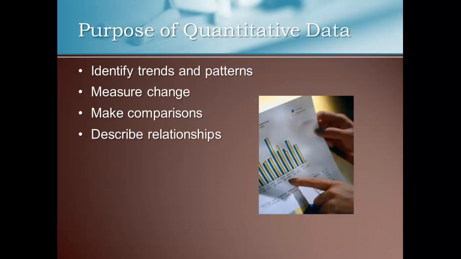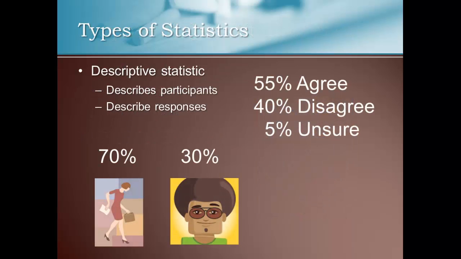Quantitative data can be analyzed to identify trends and patterns. Quantitative data are also used to measure change, to make comparisons, and to describe relationships. When you're analyzing quantitative data, there are actually two different types of statistics: descriptive and inferential. Descriptive statistics are numbers that describe your participants and their responses. For example, descriptive statistics would be something like 70% of the respondents were female and 30% are male. Or 55% agreed with the statement that charter schools are effective, 40% disagreed and 5% were unsure. Descriptive statistics are mostly percentages and numbers.